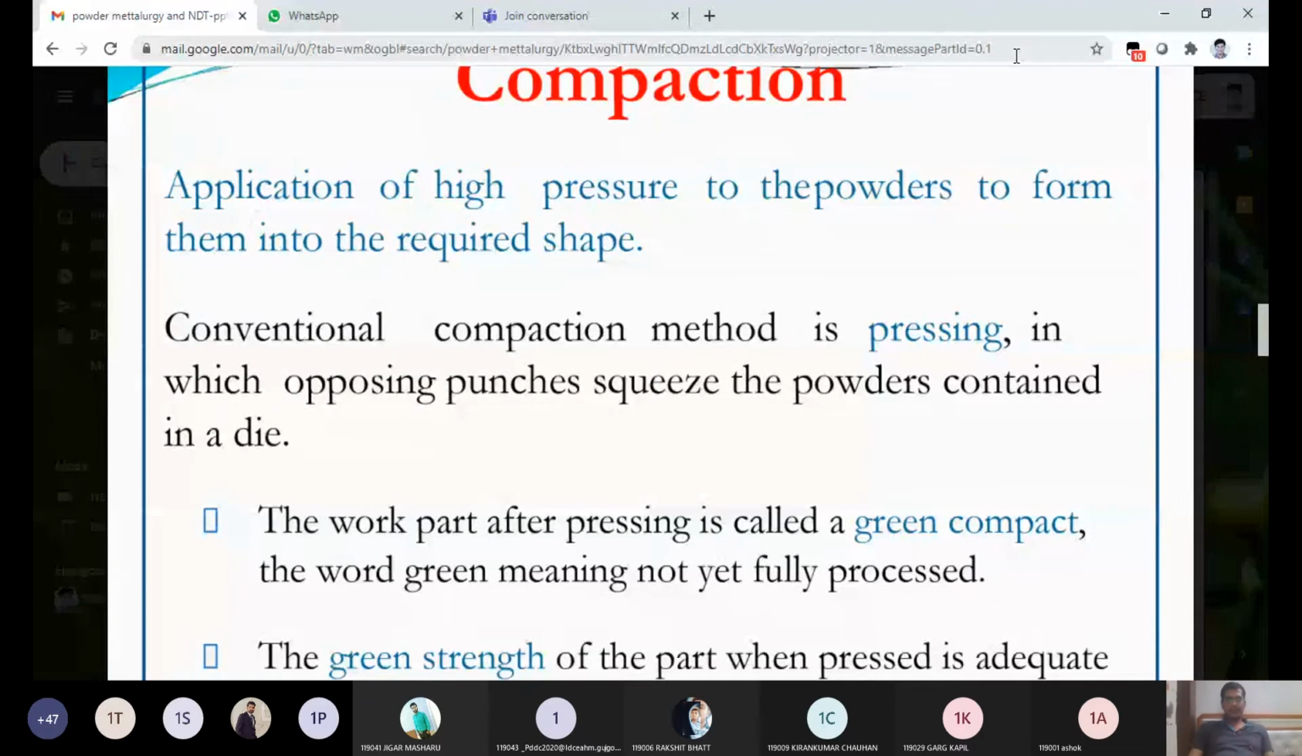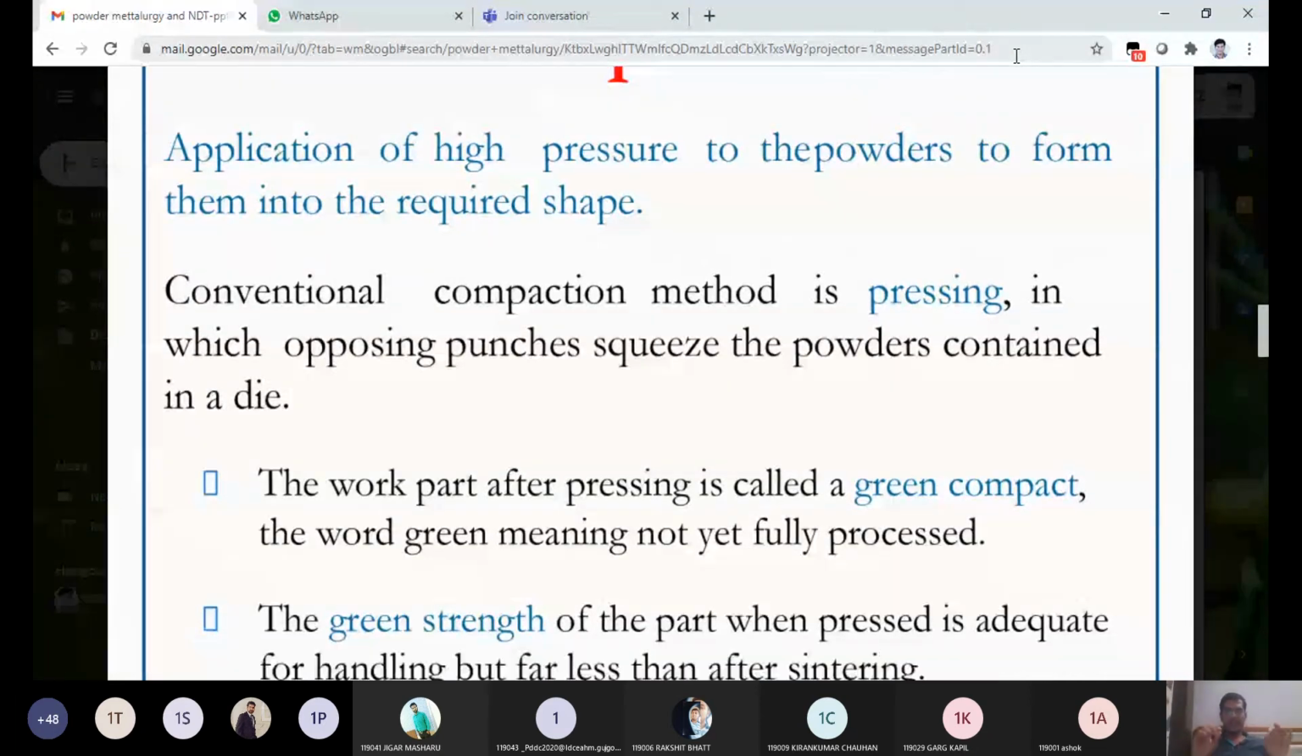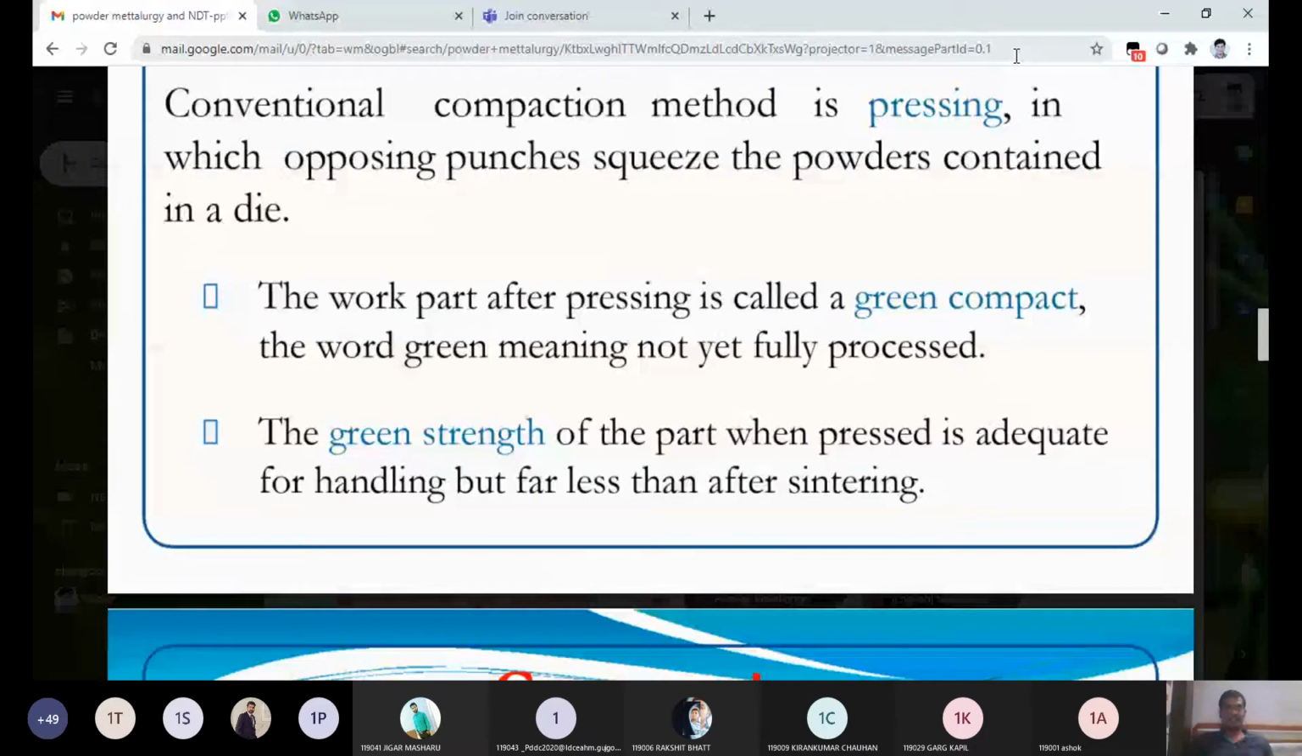The work part after pressing is called a green compact. You just remember the word. The work part after pressing is called a green compact. The word green means not yet fully processed. Okay, I already discussed the green strength and strength. Green strength means the strength we achieve initially. But after the end of the process, the strength we achieve is called strength. So green compact means whatever we are compacting initially is called a green compact. The green strength of the part when processed by press is adequate for handling but far less than after sintering. Okay, after sintering the strength is increased.